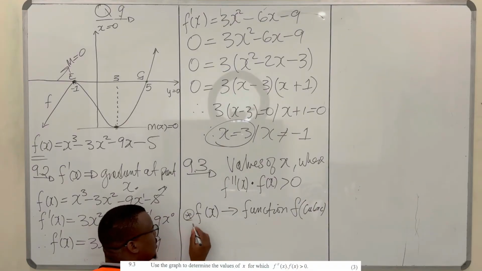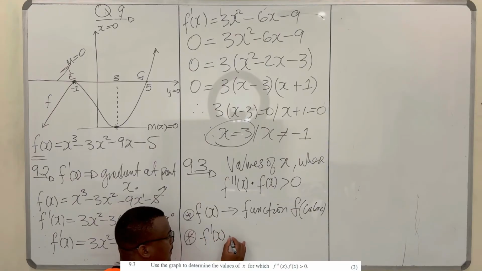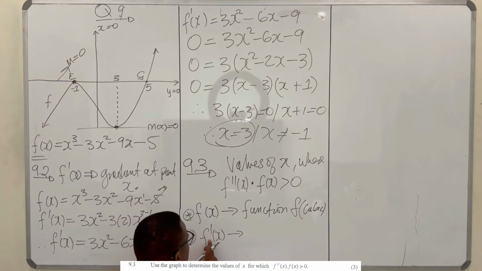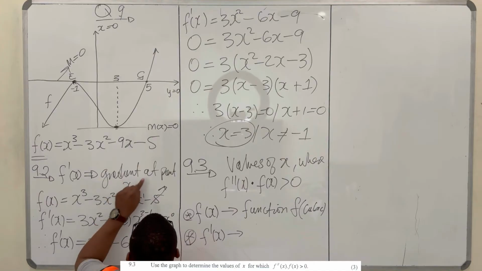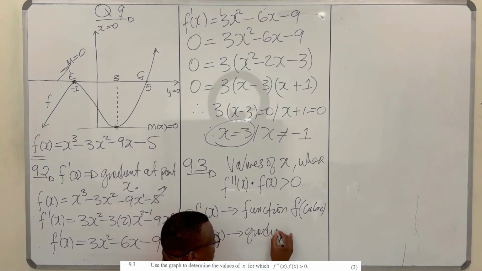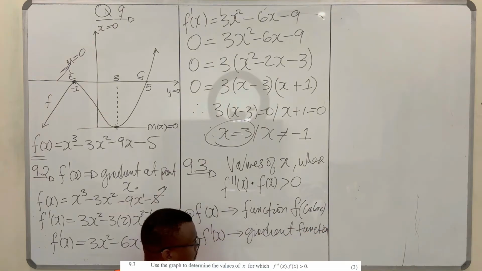Then, next question. What is f prime at x? I said f prime at x is the derivative of f, which gives you a function, which gives you a gradient at a point. So what I would say is it's a gradient function.